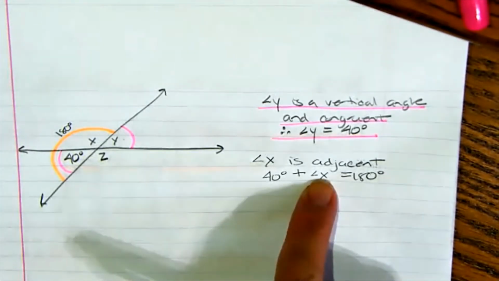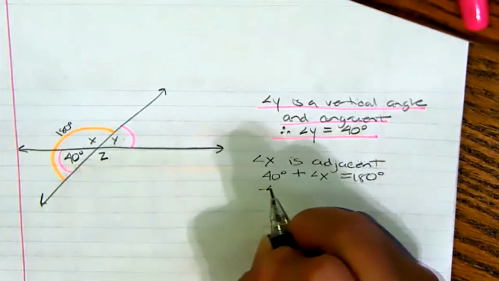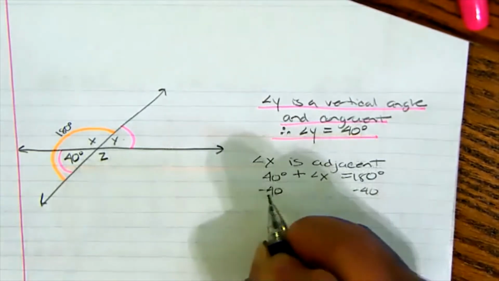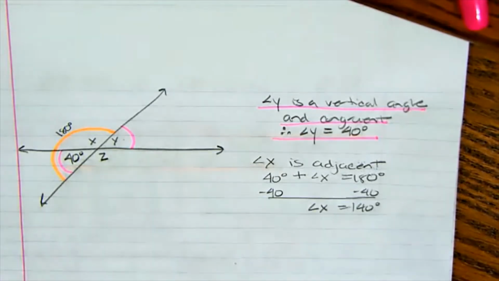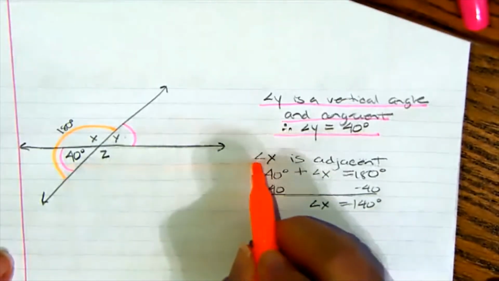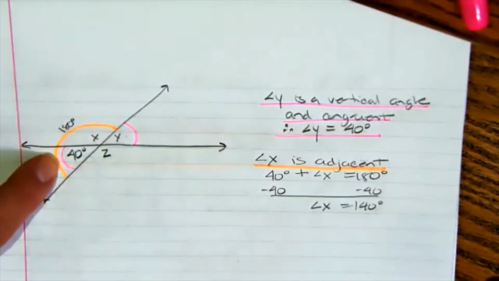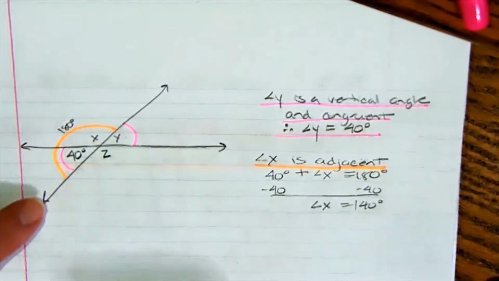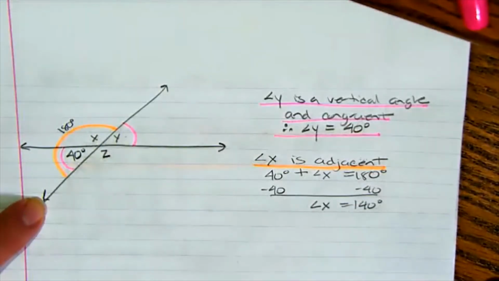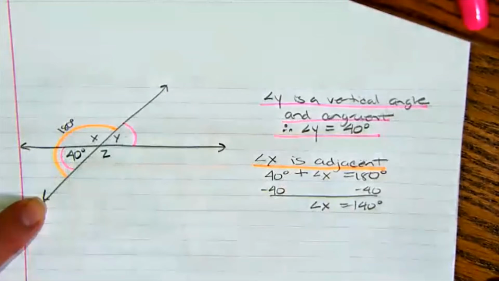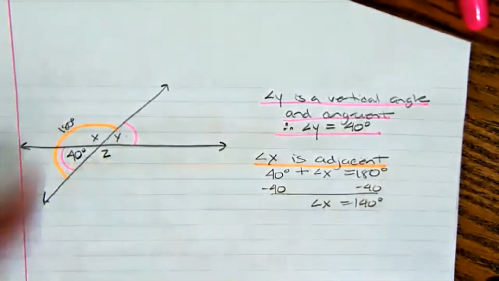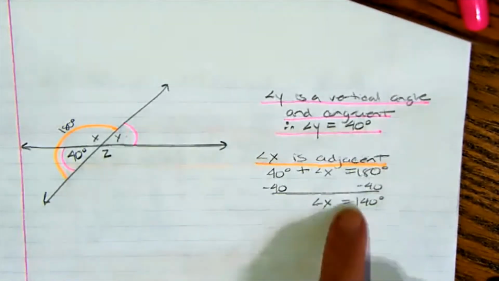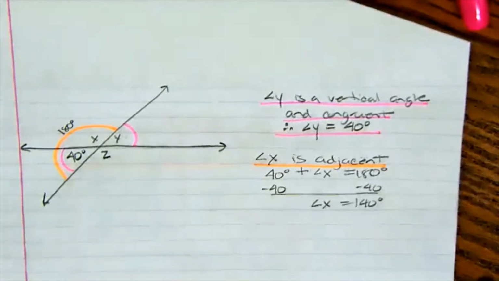So can we figure out what angle X is? Absolutely. Angle X is 140 degrees. Because angle X is adjacent to the 40 degrees and it's on a straight line, and we know a straight line is 180 degrees, we know that 40 degrees plus angle X has to equal 180 degrees. So now we can figure that out.